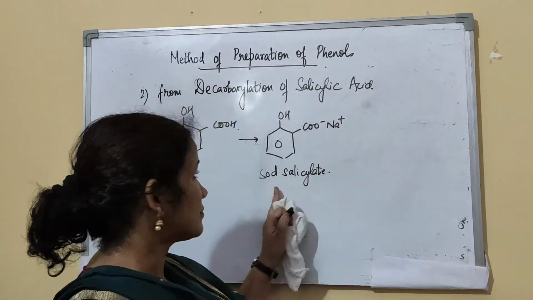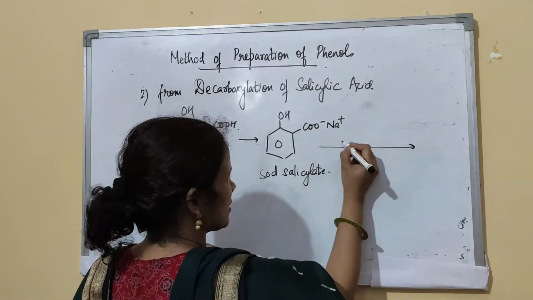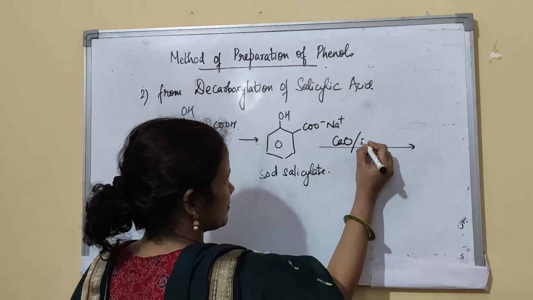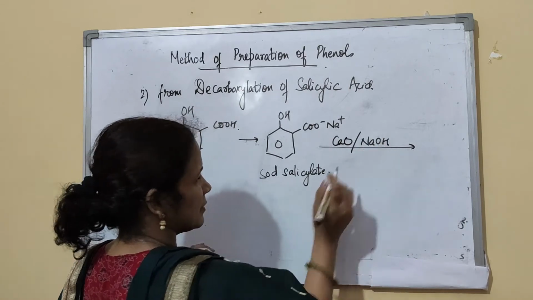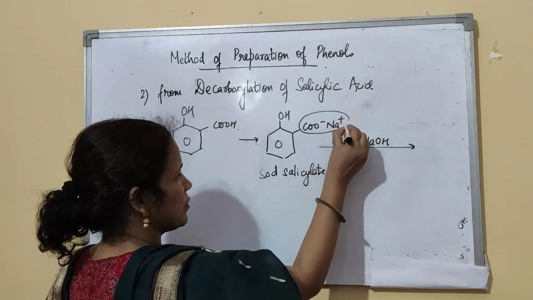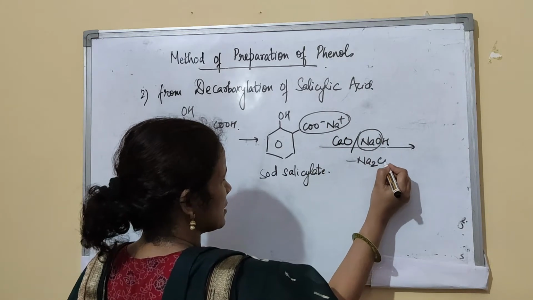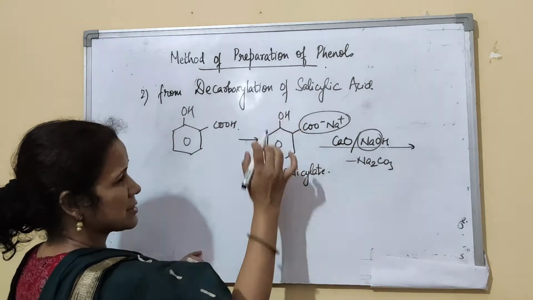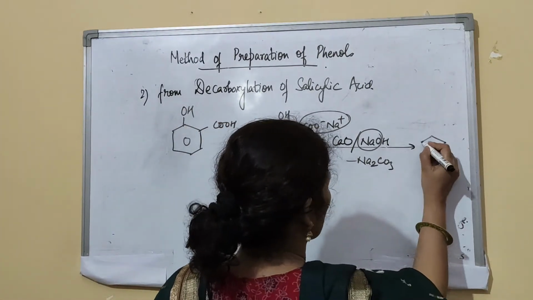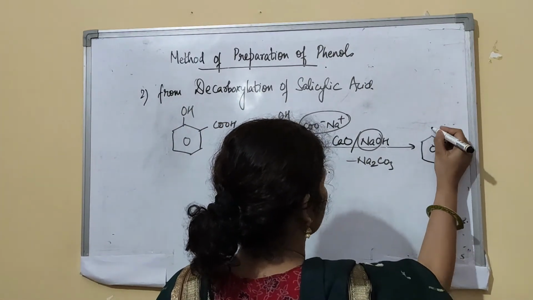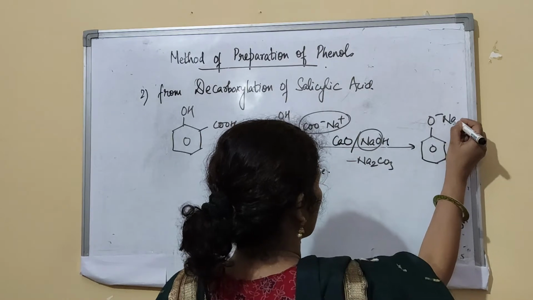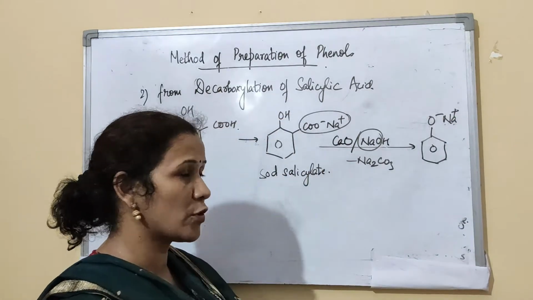So this, when treated with soda lime, decarboxylation occurs, this goes out as Na2CO3. So you'll be getting, and substitution by sodium, so you get a phenoxide, O minus Na plus. We call it sodium phenoxide.